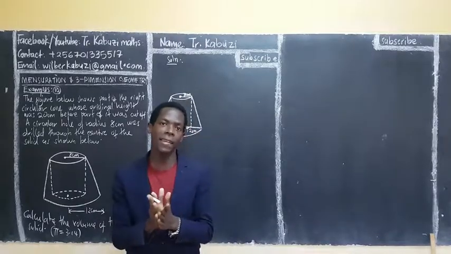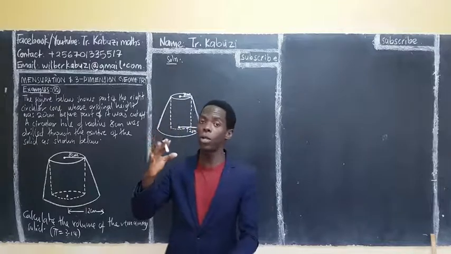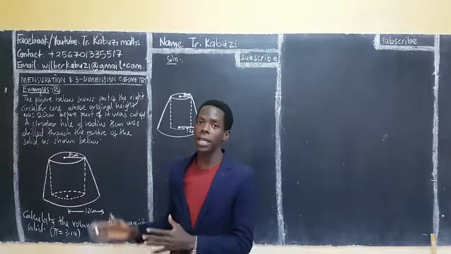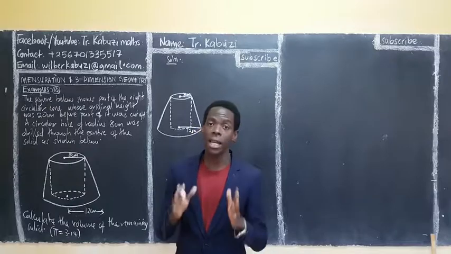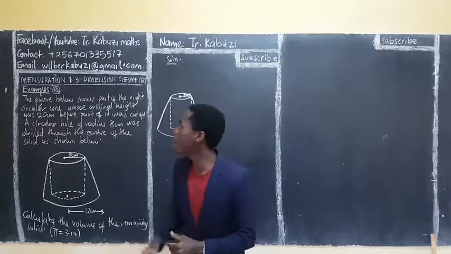This one, now they are giving us the height of the cone which was cut before we formed this lampshade, or a first term that we have in the question. So how do we go about it?